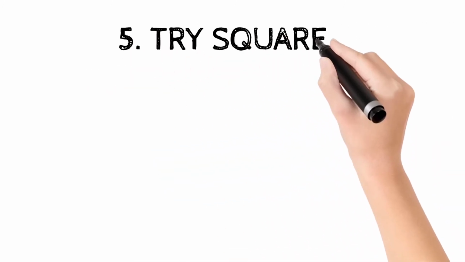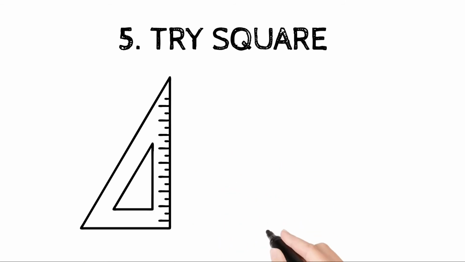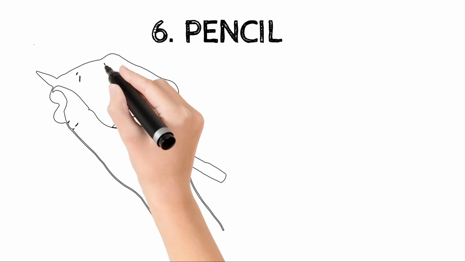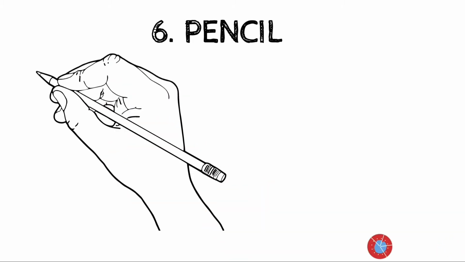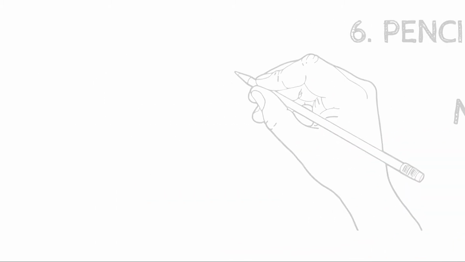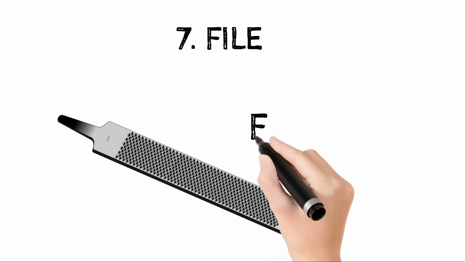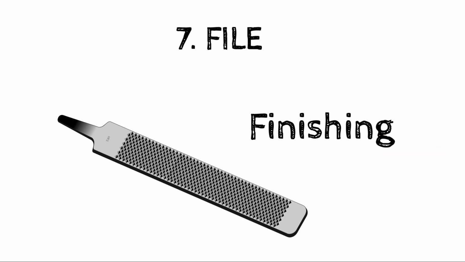Number 5 is tri-square. This tool is used for marking at a 90-degree angle. Number 6 is pencil. This is used for marking on the wood. Number 7 is file. This hand tool is used for removing and finishing the material.